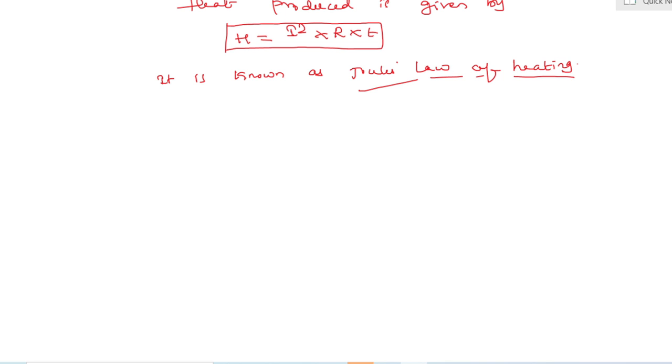First of all, H is directly proportional to the square of current for a given resistance. Second, H is directly proportional to resistance for a given current. Third, directly proportional to time. This is known as Joule's law of heating.